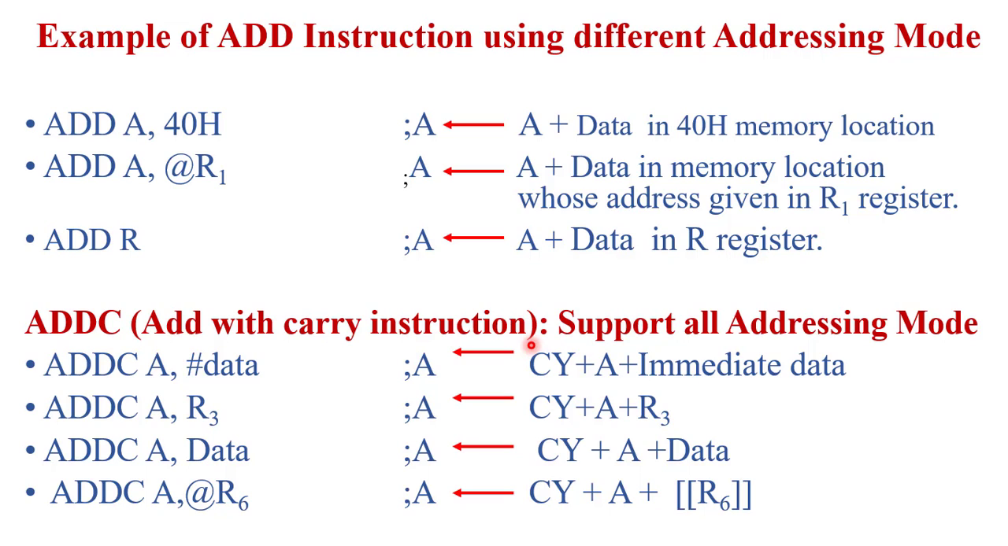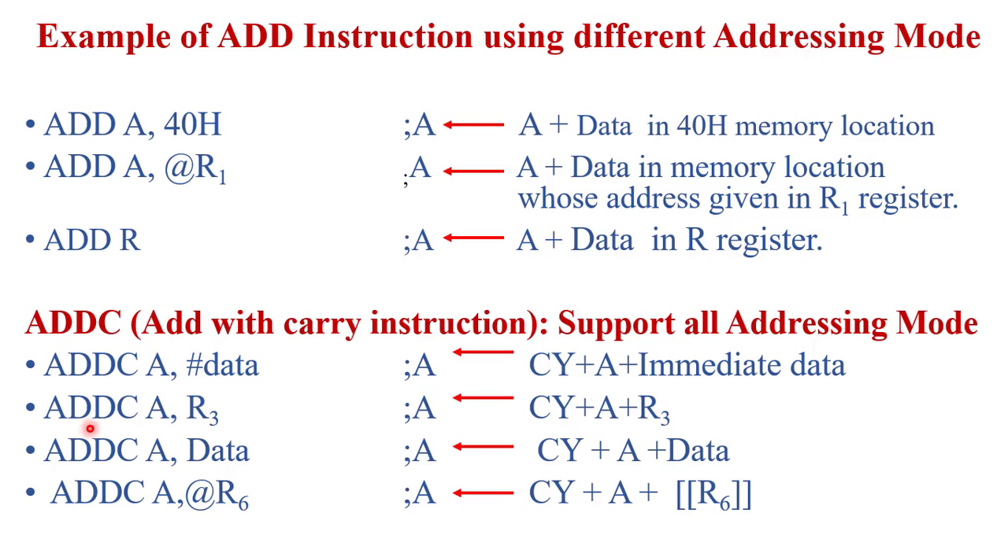In this instruction we add carry also. This type of instruction also supports all types of addressing mode. So these are some examples of the ADDC instruction, that is the add with carry instruction. First is the example of immediate addressing mode because immediate data is given in the instruction itself. So this instruction tells that add this immediate data with the content of accumulator and if any carry is there, the carry is also added and the result is stored in the accumulator register.